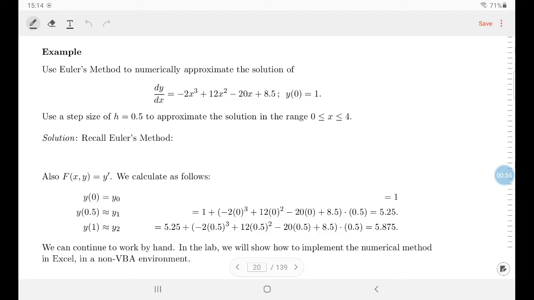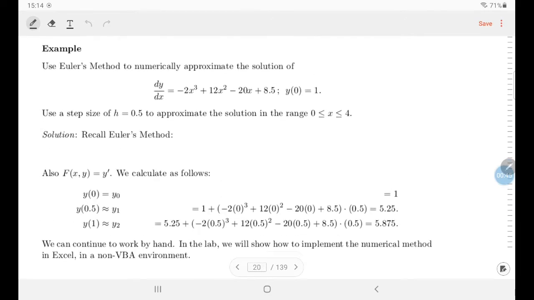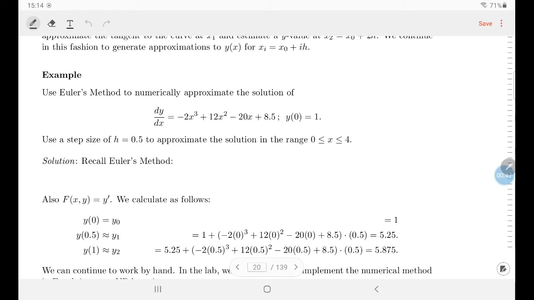But the reason that we do Euler's method on this is just to illustrate the error. Recall what Euler's method says. Essentially, we're going to have a meshing of 0 to 4. So we've got our x-axis here.